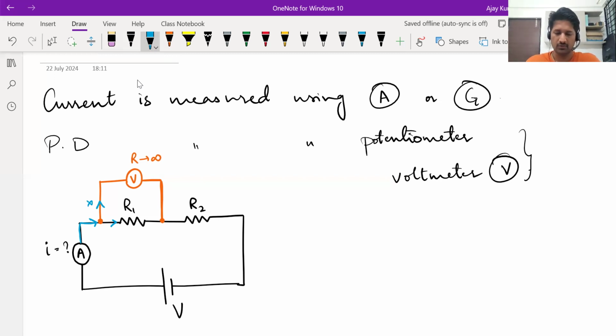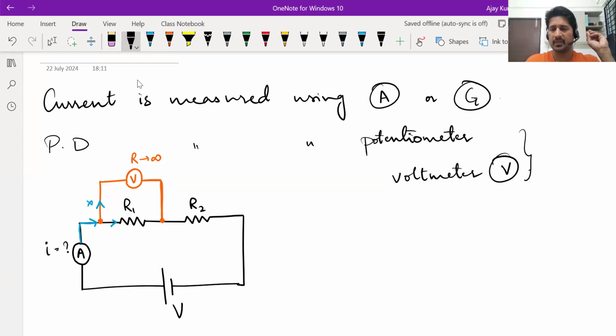So an ideal ammeter's resistance is 0. An ideal voltmeter's resistance is infinite. And galvanometer is also a device we use to measure currents. It is usually used to detect small currents.